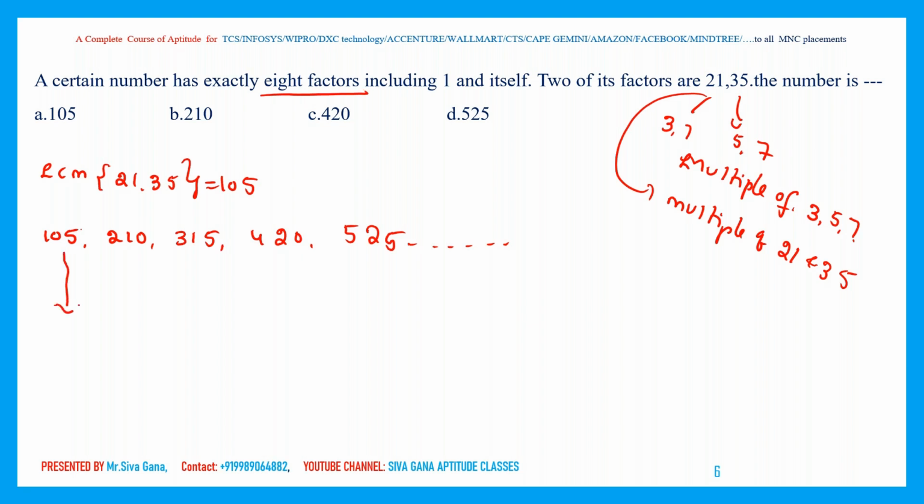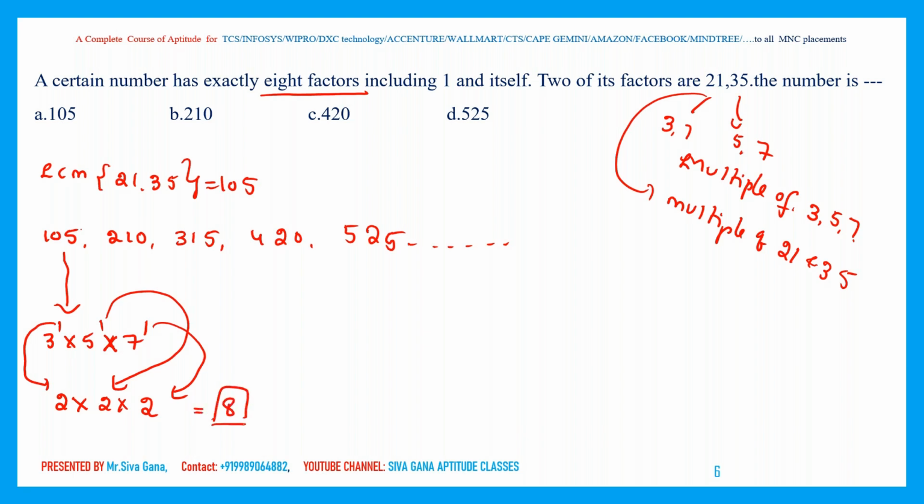Let us calculate the factors of 105. It is nothing but 3 power 1 into 5 power 1 into 7 power 1, the prime factorization. Once you write the prime factorization, power plus 1 into power plus 1 into power plus 1 will give the total number of factors. Total number of factors are how many? 8. Exactly 8 factors. So the answer that we are looking for is 105. This is a number which has exactly 8 factors. Cool, easy question.